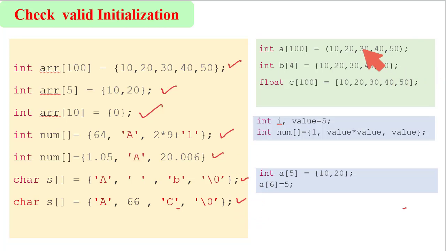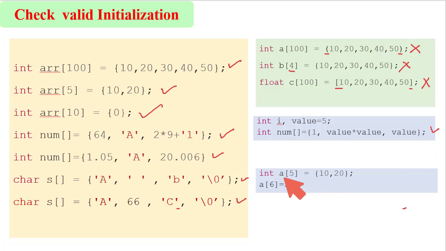Now for this one, see here parentheses have been used. So this is not a valid expression. In this case, the number of elements is 5, but here the size mentioned is less than 5. So this is not a valid expression. In this case, square brackets have been used for the initialization, so this is not a valid expression. This variable has been used, so this is a valid expression.